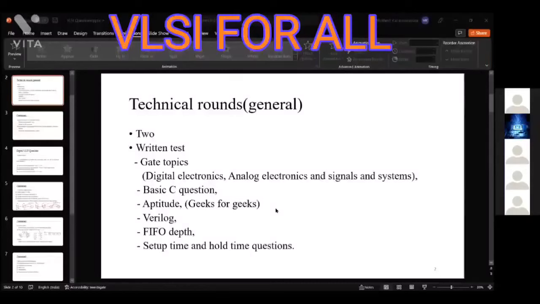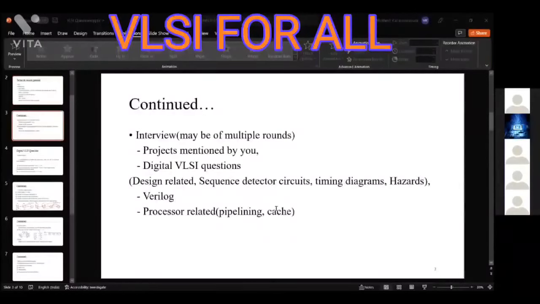Sir, you had covered, in which aspect, sir? RTL designing, or which profile did you say? It is for the digital. There are two profiles in Texas Instruments, analog and digital. So this is for the digital. Analog will be next week. For the analog profile, a different faculty and a different candidate will tell about it.